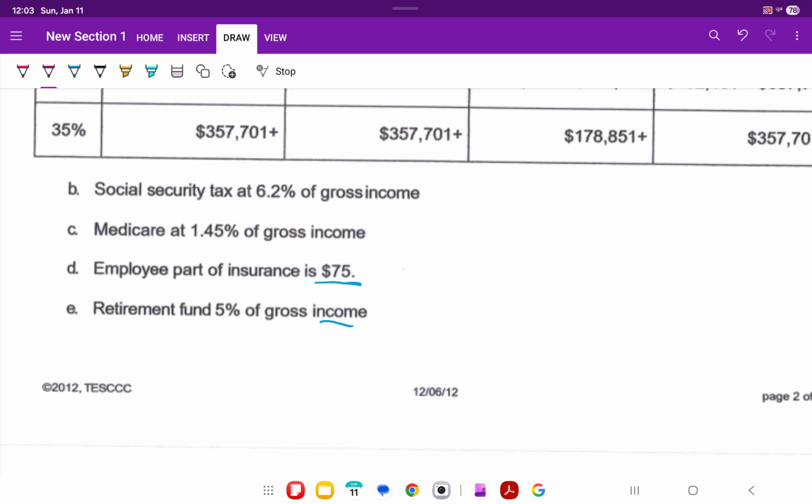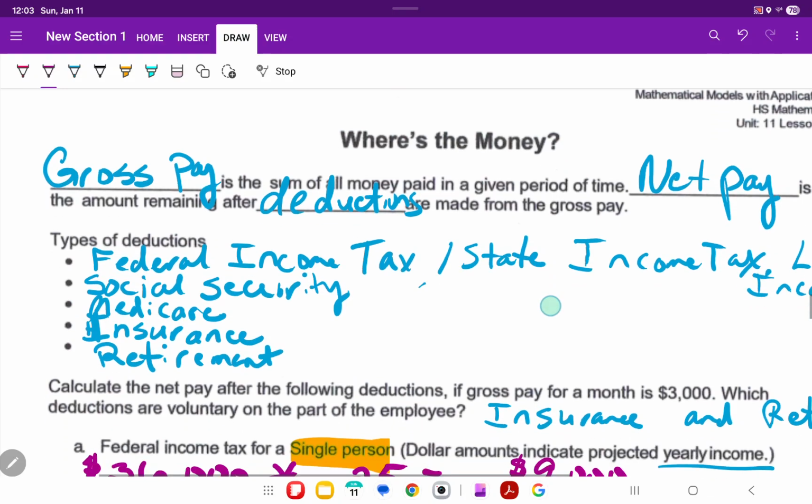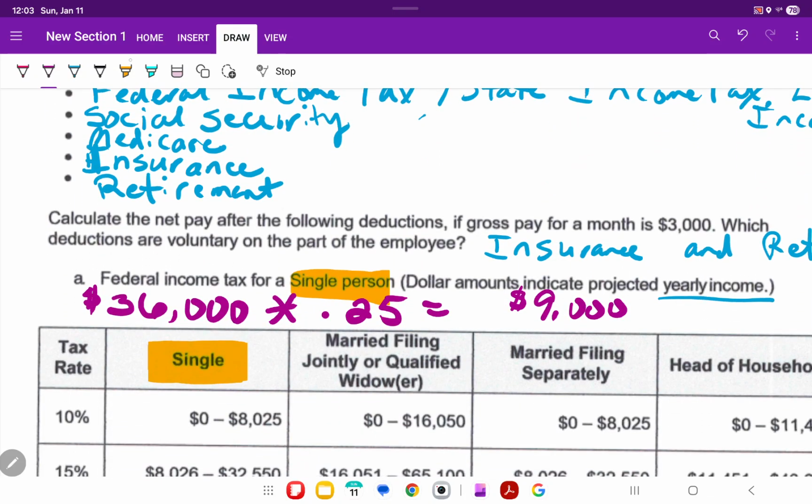All right, so Social Security, you're going to take, well, that's not for this paycheck. That's for the entire year. So I'm going to take 3,000 times 25%. So let's see, $750.